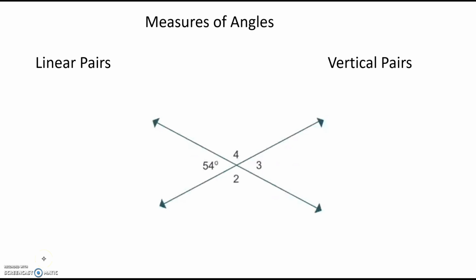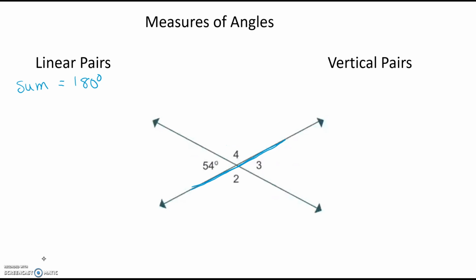Now that we can identify linear pairs and vertical pairs, we have to understand what that means in terms of measurements. So the thing with linear pairs is if the outside edge forms a straight line, that means that the sum of our linear pairs is 180 degrees, because the measure of a straight line is 180 degrees.